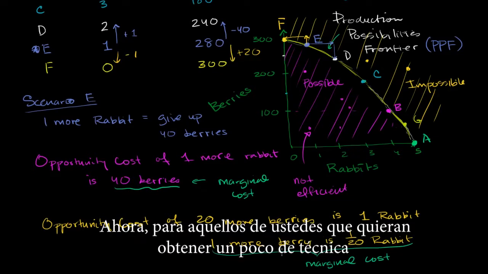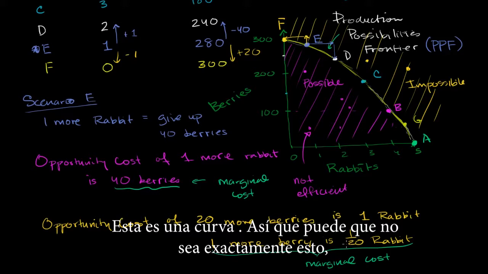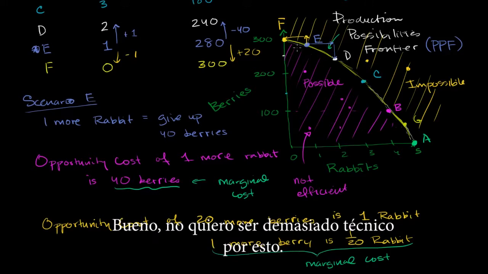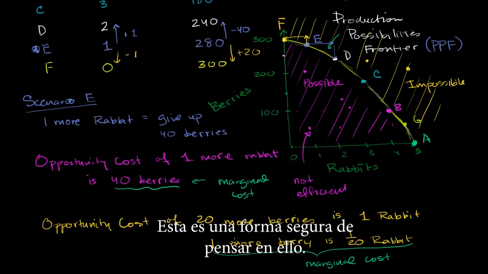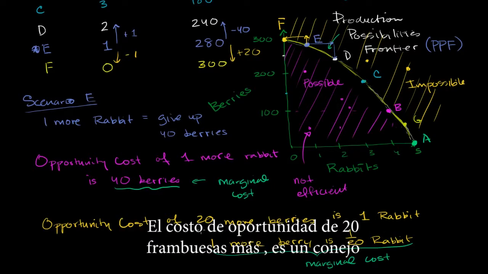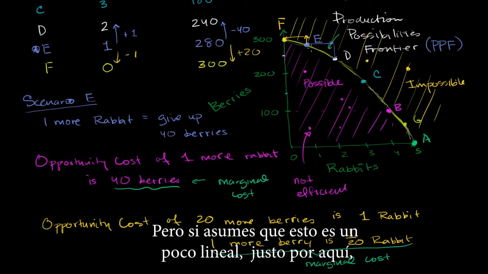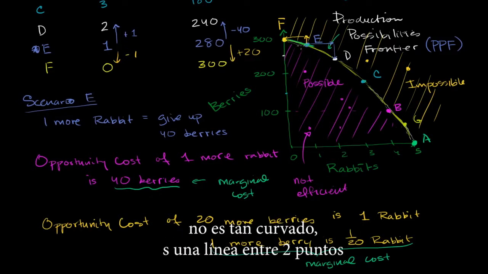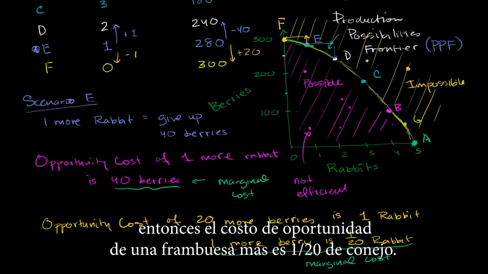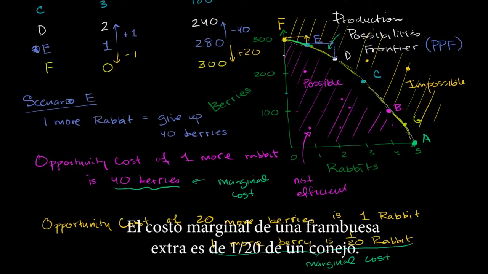Now, for those of you who want to get a little technical, this is a curve right over here, so it might not be exactly this. I don't want to get too technical. For the sake of this one, this is a safe way to think about it. The opportunity cost of 20 more berries is 1 rabbit, but if you assume that this is somewhat linear, it's not so curved, it's somewhat of a line between those 2 points, then the opportunity cost of 1 berry is 1/20th of a rabbit, or the marginal cost of an extra berry is 1/20th of a rabbit.